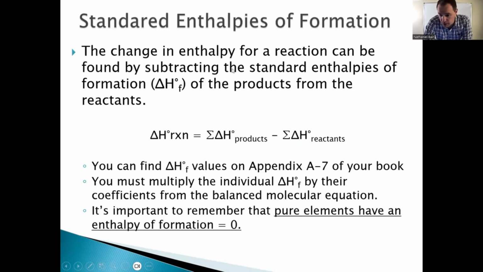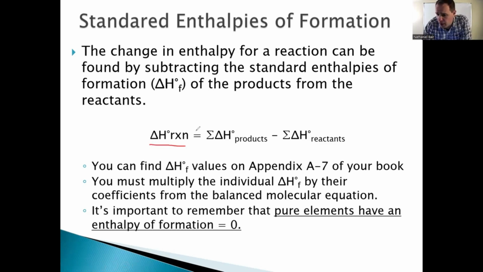Very important, especially if you're going to take Chem 102, because there's a very similar formula to get entropy and Gibbs free energy as well. And then there's an average bond dissociation energy method. So let's do this method here. This is method 2 for determining the change in enthalpy for a reaction without actually doing it.